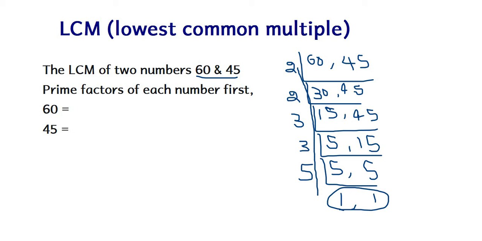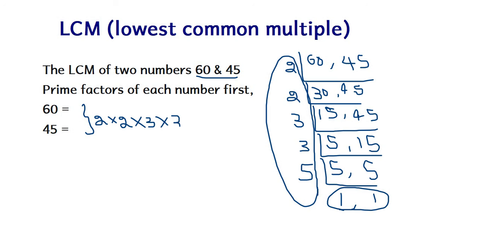That means the lowest common multiple is nothing but your LCM, which means when you multiply 2 into 2 into 3 into 3 into 5, you get the answer as 180.